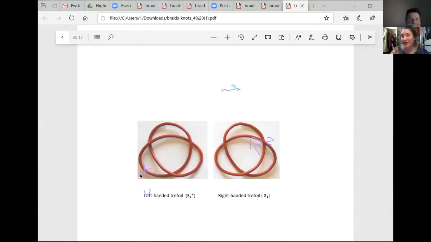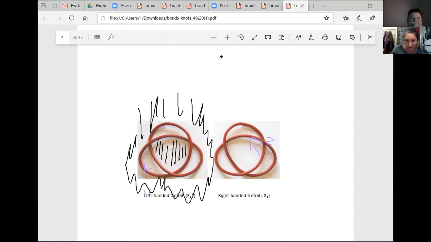So can I try? I'm drawing how I understand. Right. Okay. This is our trefoil, and we have two circles. This is the first circle, and this is the second circle. Okay. Inside.